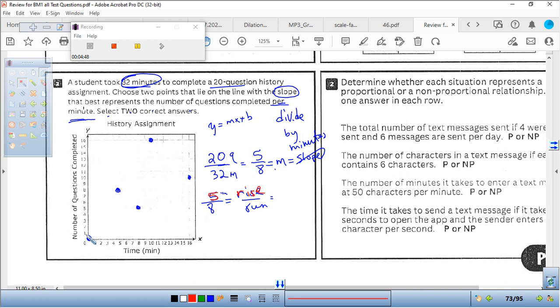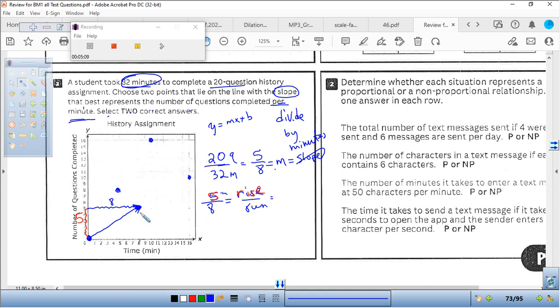So I can rise 1, 2, 3, 4, 5. And there's my rise of 5. And then I'm going to do a run. 1, 2, 3, 4, 5, 6, 7, and there's 8. You can see that I'm at 8, this point right here. There's my 8. So I'm going to tell you this much, there's a line that goes through here. And there's my first one.